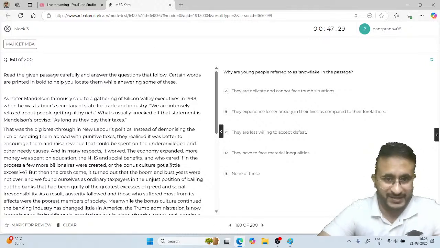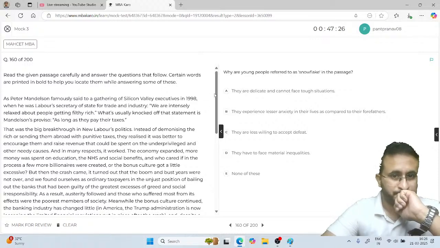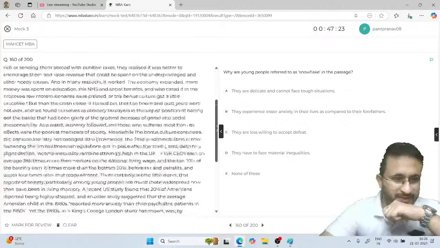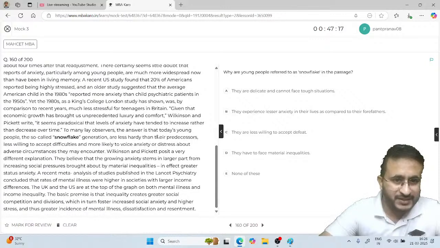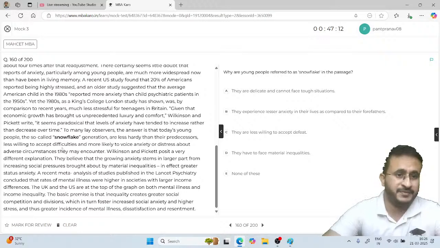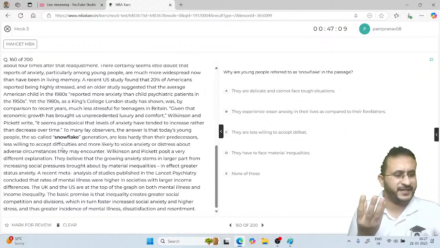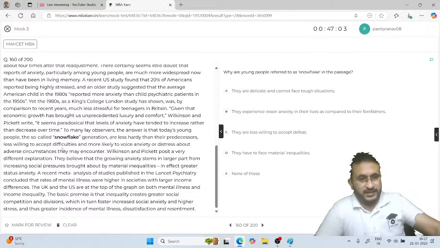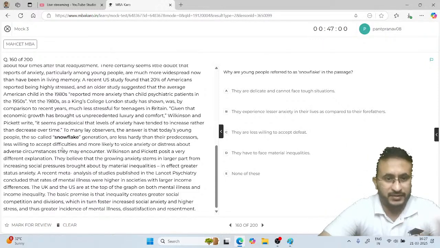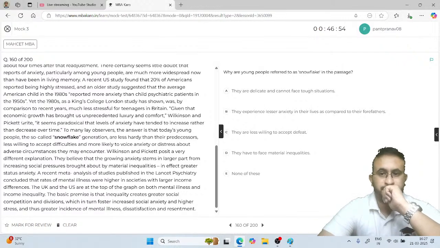Why are young people referred to as snowflake? This probably we can answer if we see कि snowflakes कहाँ पे mentioned. So they have mentioned here, to many lay observers, the answer that today's young people, the so-called snowflake generation, are less hardy than their predecessors, less willing to accept difficulties. So, like snowflake is very weak, right? Okay, and they talk about anxiety and adverse situations. So, answer is option A. Yeah, they are dedicated and cannot face tough situations.